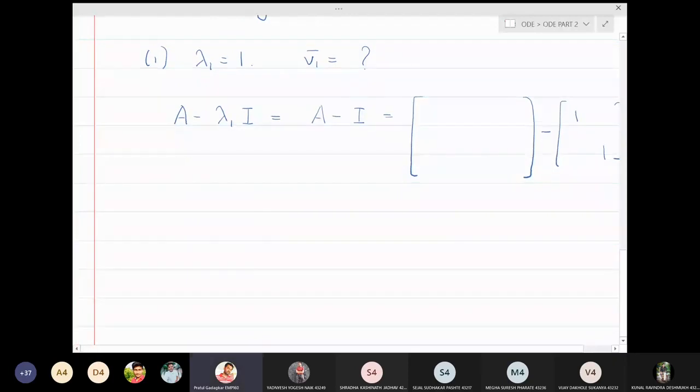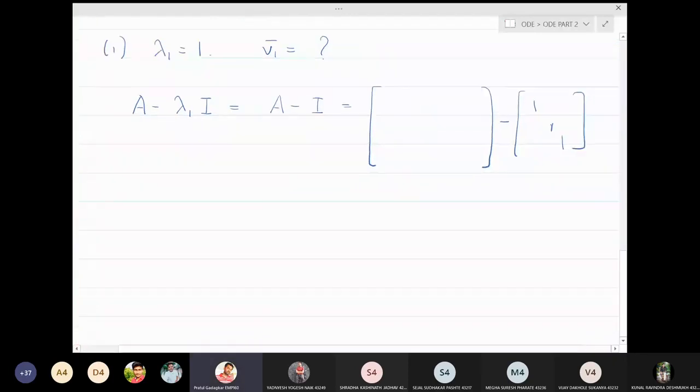Okay, matrix. What is the matrix? The matrix is [1 2 -1; 0 -1 3; 0 0 2]. This is the given matrix, and I will subtract the identity matrix from it.